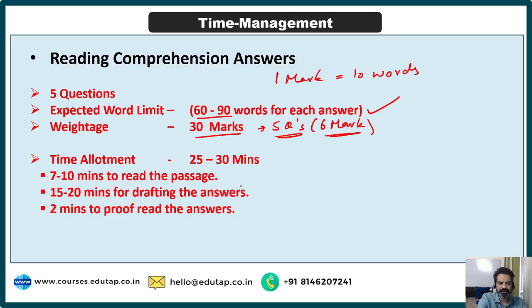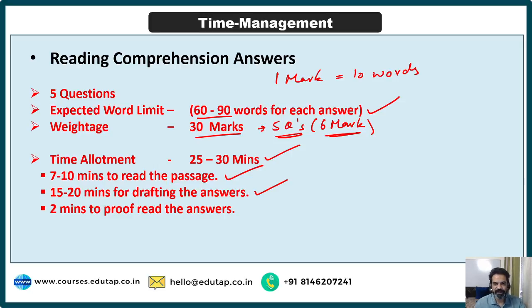So I think 7 to 10 minutes to first read the passage. So total you should give 25 to 30 minutes for this section. Now, how to bifurcate these 25-30 minutes? 7 to 10 minutes basically to read the passage. Now, it would be a separate passage, not the same passage as the précis. Reading comprehension this time will have a separate passage, guys. So 7 to 10 minutes to read your passage carefully, then take 15 to 20 minutes to draft your answers.